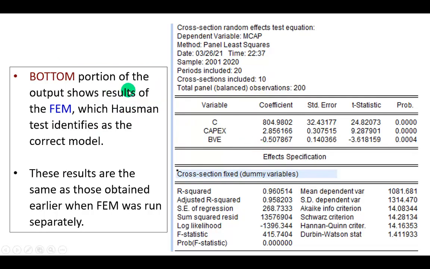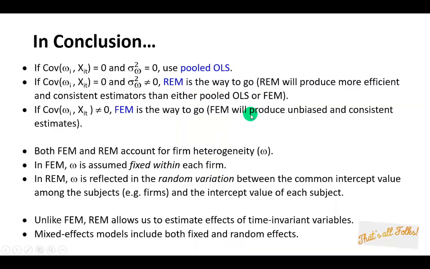And finally, the bottom portion shows results of fixed effects model, which Hausman test identifies as the correct model, which we've seen before. In conclusion, if the covariance between the cross-section random error term omega and one or more of the regressors is 0, and given that there is zero correlation, pooled OLS should be quite okay. However, if there's evidence of zero correlation, and given that this covariance is 0, then random effects model is the way to go.